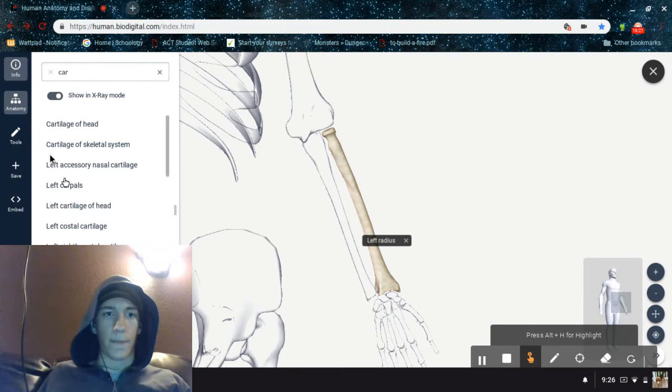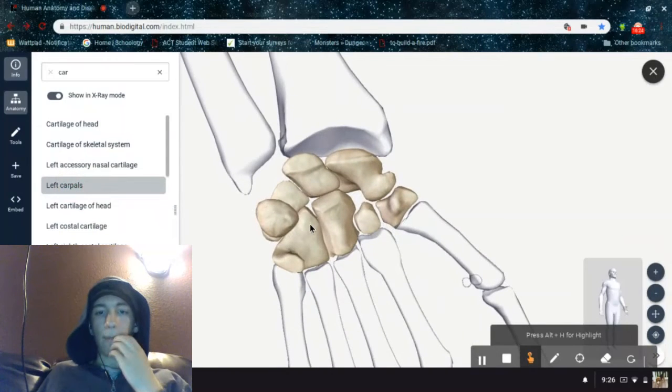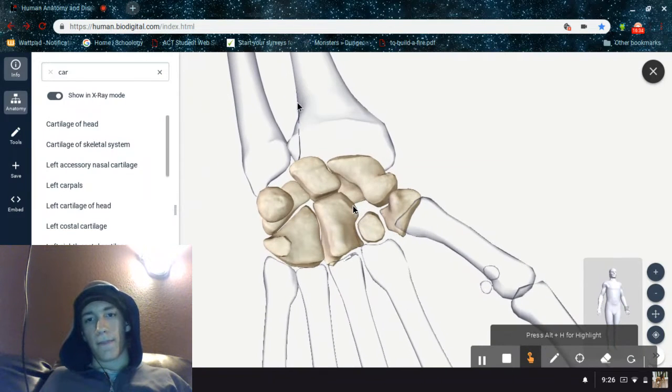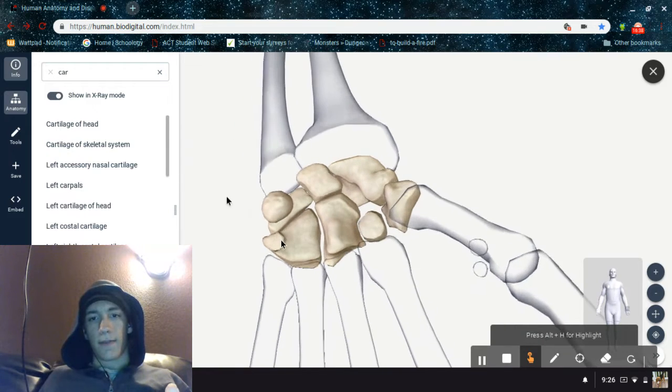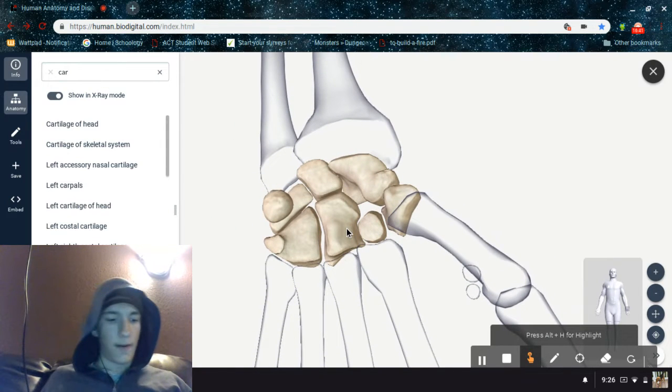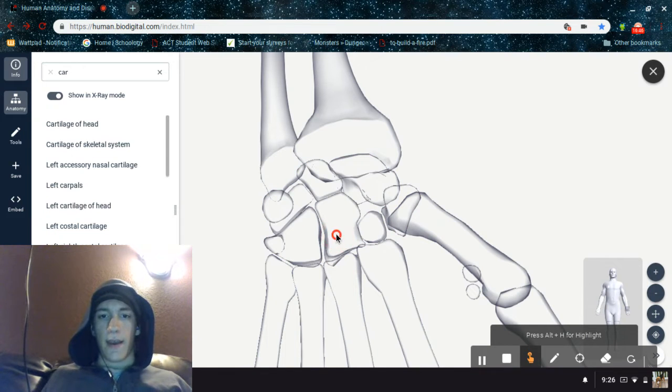for a better view. So your carpals are all the wrist bones on your hand. If I remember correctly, all right, let's name these. This is your capitate. It's for your middle finger. This is your hamate. Remember, hamate is the one with the hook.